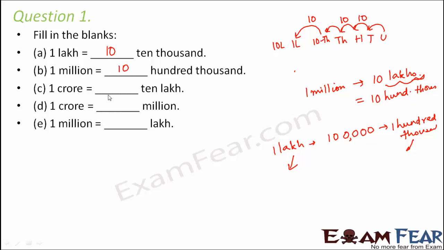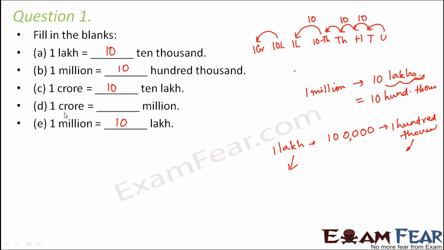1 crore is equal to dash 10 lakhs. When again you remember this, after 10 lakhs you have 1 crore. So again 1 crore and 10 lakhs have just one jump in between. So this would be 10 lakhs. 1 crore is equal to dash million. Again, let's come back to million. 1 million is equal to 10 lakhs, and that is what we have to write.